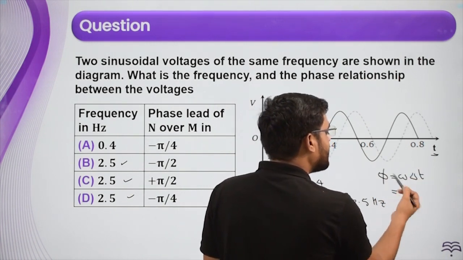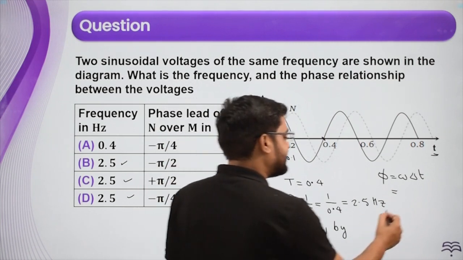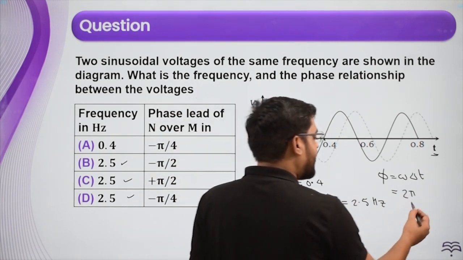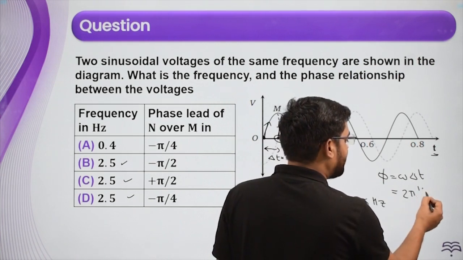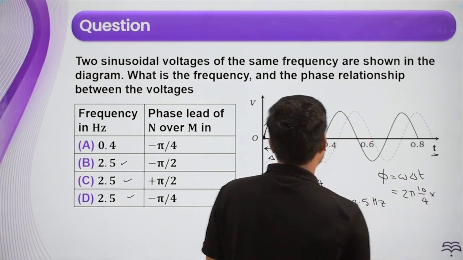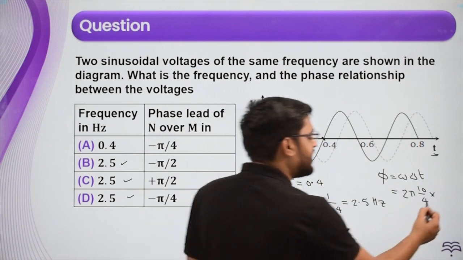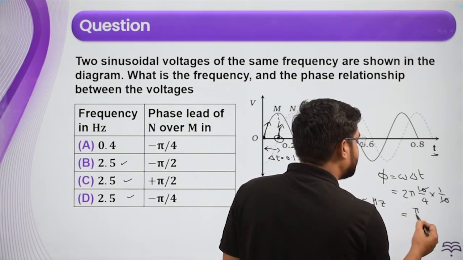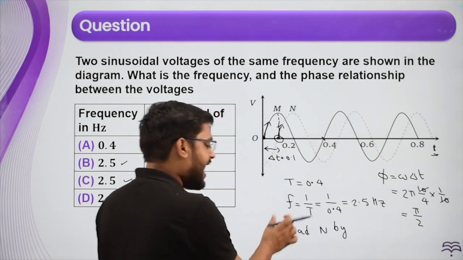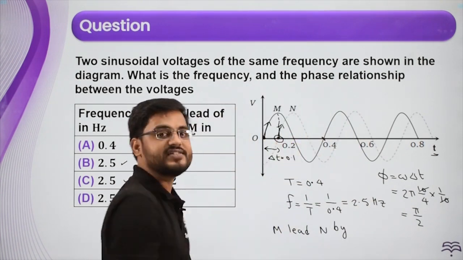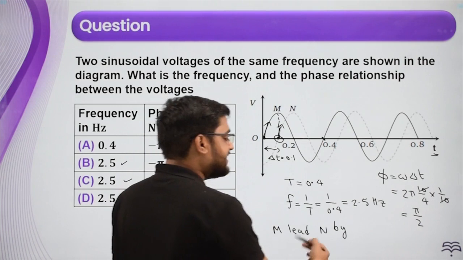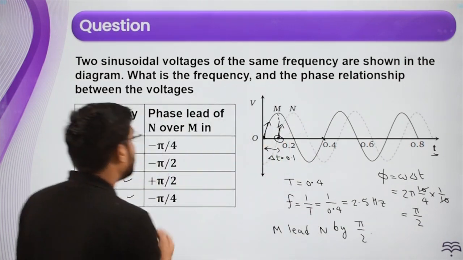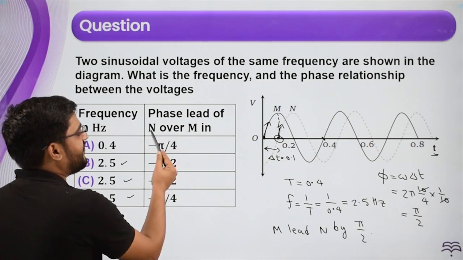What is omega? Omega is 2 pi f. So it is 2 pi, and the frequency, if you see, is 2.5, or I am just writing 10 by 4, into delta t. Delta t is basically 0.1, which is 1 by 10. So that gives me a phase difference of pi by 2. So m leads n. M is starting first. So m is the leading one, and it leads n by pi by 2.